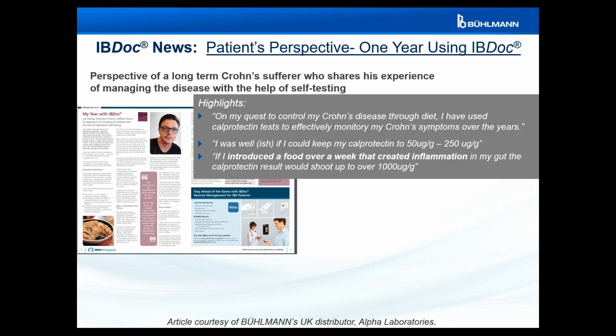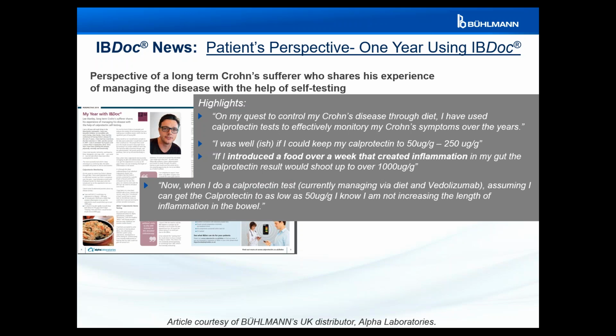Some of the other highlight points. I was well-ish if I could keep my Calprotectin at 50 to 250, similar to the numbers that Pearl and Barb were talking about. And the very interesting point: if I introduced a food over a week that created inflammation in my gut, the Calprotectin results went up to over 1,000. This is from a patient. This is not from a healthcare practitioner.